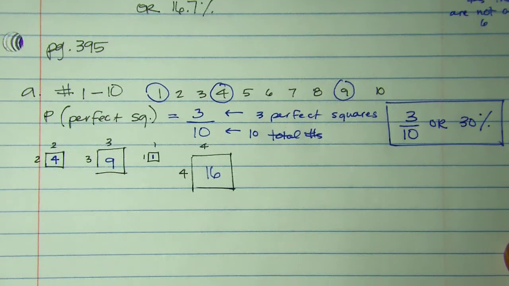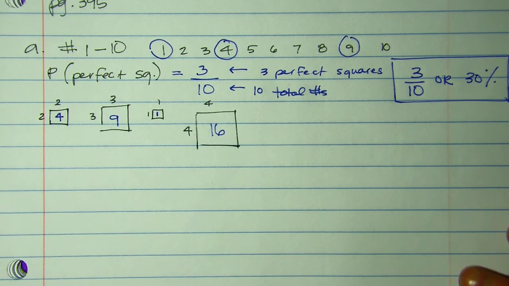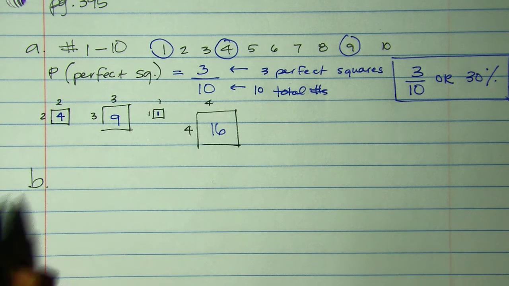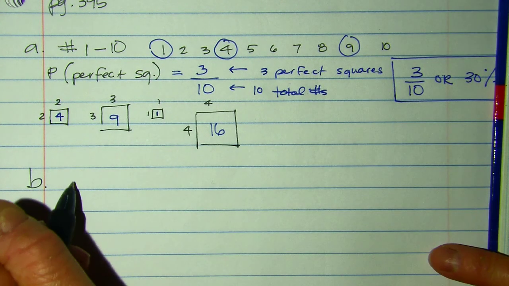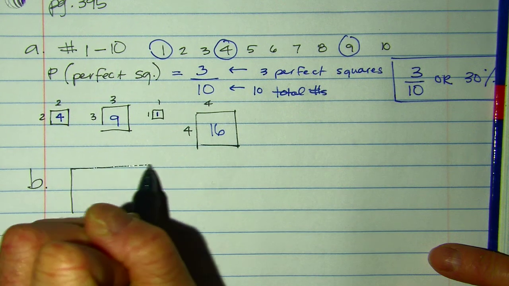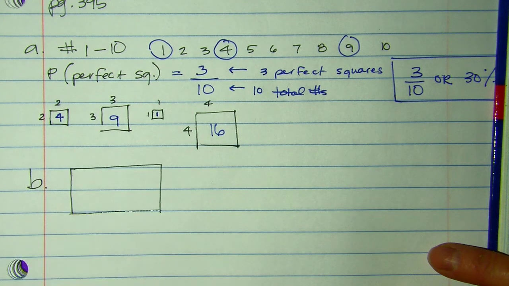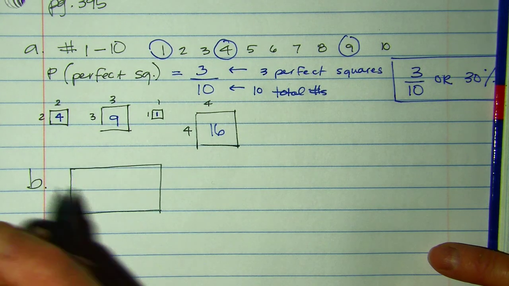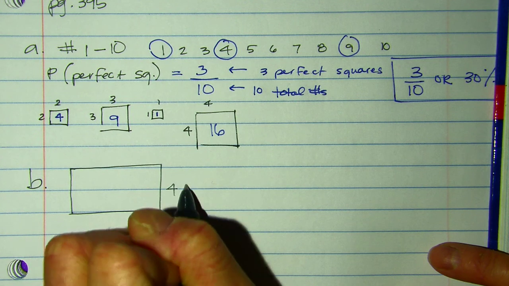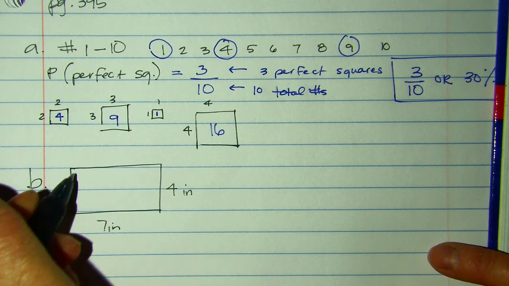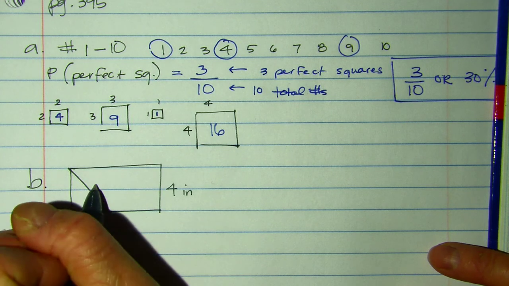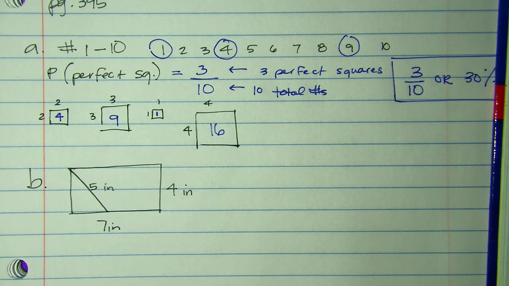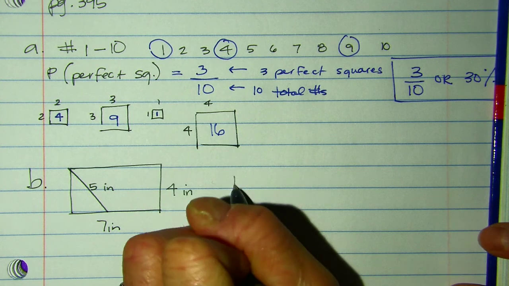I'm trying to take good notes for those of you who look at these, so hopefully it helps. B involves geometry, and it's very similar to one on a test, so please pay attention. They've given us a rectangle that is 4 inches by 7 inches, and a region where a triangle has been cut out, and they said this is 5 inches. They are asking, what is the probability that a point randomly chosen is in the shaded region?